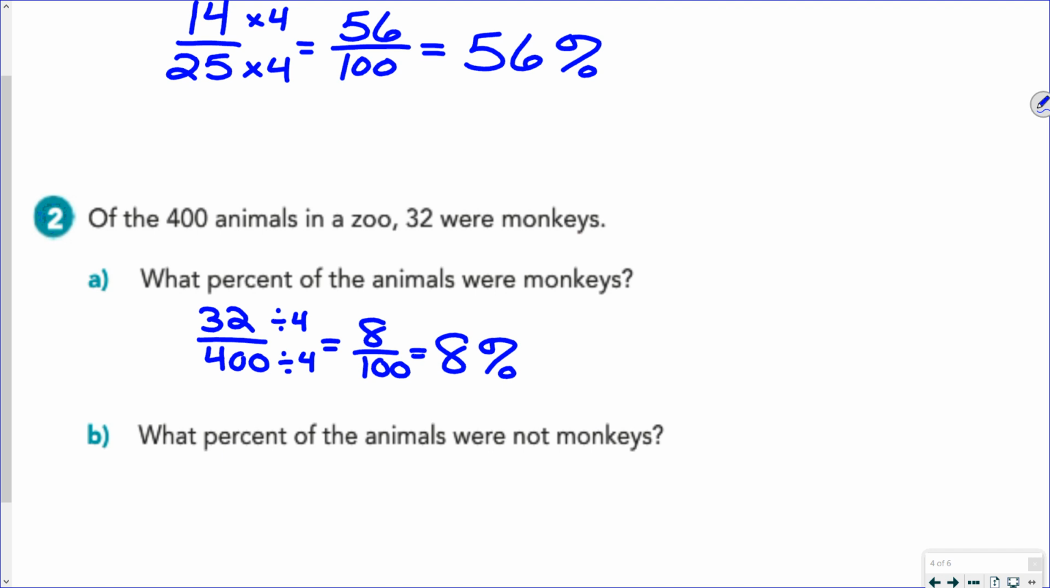And then for part B, what percent of the animals were not monkeys? Well, in this case, we only have two categories. We have monkeys or not monkeys. So what we can do is, since they're all animals, that'd be 100%. 8% are monkeys, which means 92% are not monkeys.